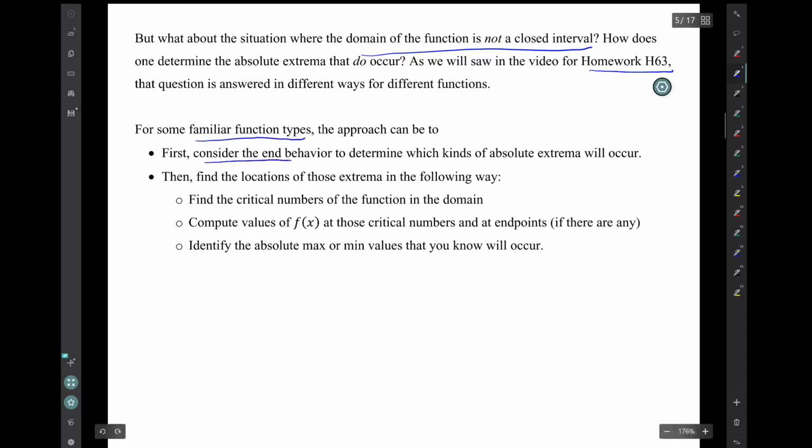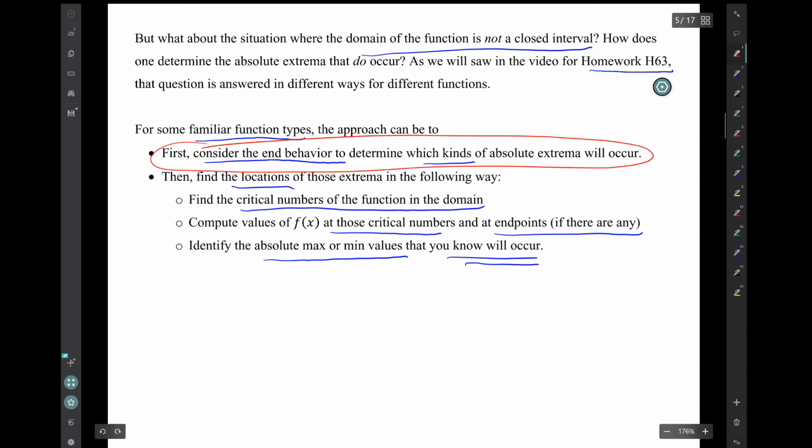First, consider the end behavior of the function to determine which kinds of absolute extrema will occur. And then find the locations of those extrema in the following way. Find the critical numbers of the function that are in the domain and compute the values of f of x at those critical numbers and at the endpoints, if there are any endpoints. And then identify the absolute max or min that you know will occur. The key thing is you start by figuring out which kind of absolute extrema will occur, and then you make this list of y values, and you look at that list for the greatest or least y values that you are expecting to occur as the max or the min.